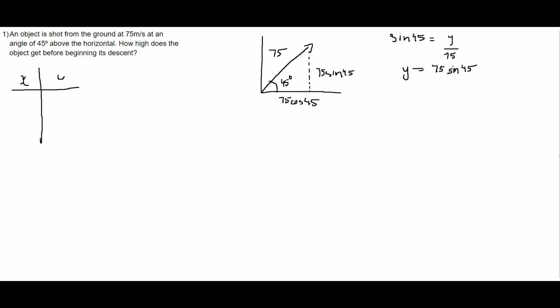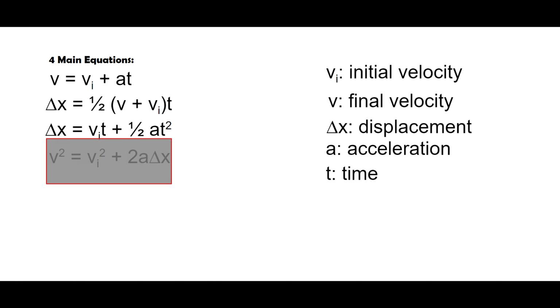Let's draw a table similar to our one-dimensional problems, but this time with the x and y components. We know that when the object reaches its maximum height, its velocity will be zero, as it would stop for a moment before descending again. We plug in the given variables into an equation that can give us displacement and solve for it.